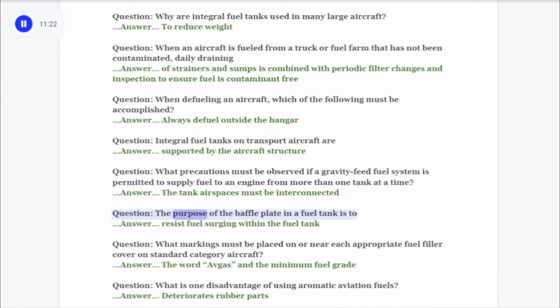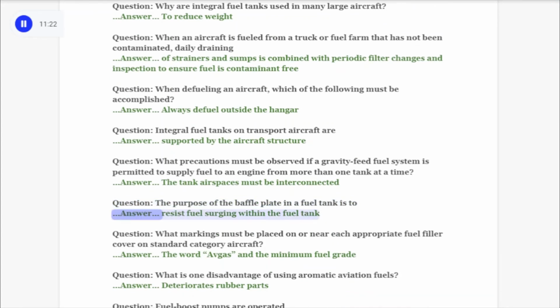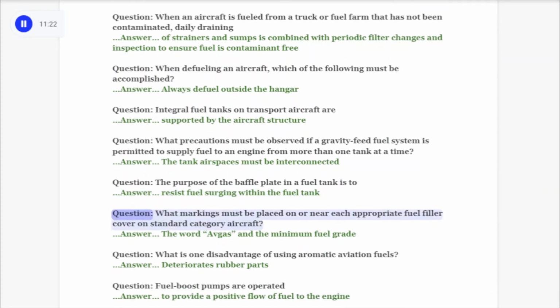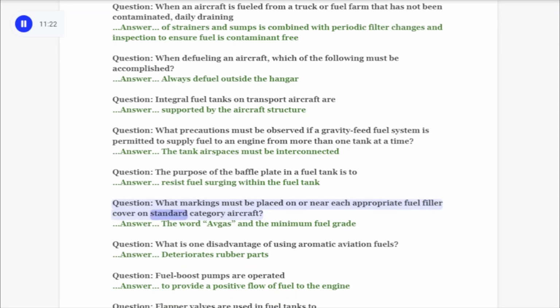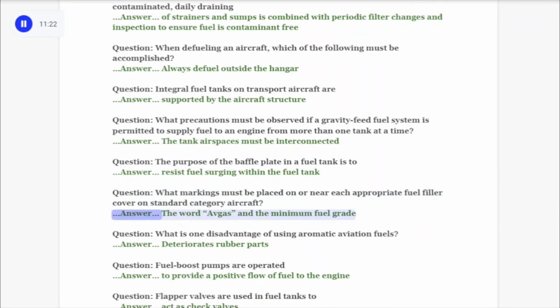Question: the purpose of the baffle plate in a fuel tank is to. Answer: resist fuel surging within the fuel tank. Question: what markings must be placed on or near each appropriate fuel filler cover on standard category aircraft? Answer: the word avgas and the minimum fuel grade.